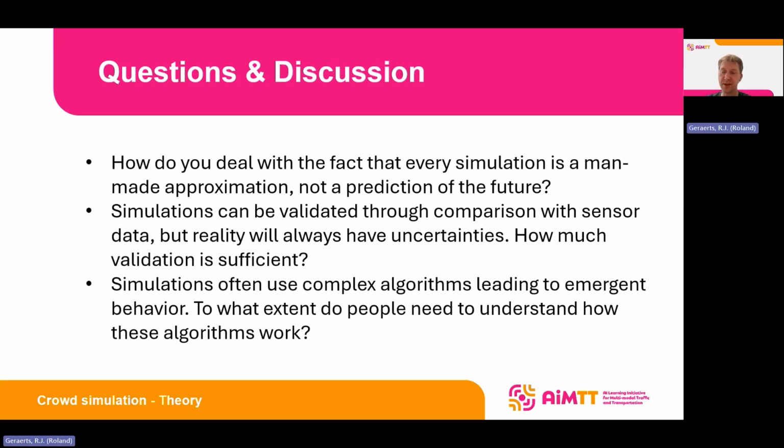Finally, there is a question of transparency and understanding. Modern crowd simulations often rely on complex algorithms that generate emergent behavior from many local interactions. The resulting crowd patterns may be realistic, even though the underlying calculations are highly technical. This raises the question of how much users need to understand about the algorithms themselves. Is it sufficient to understand the assumptions and limitations of the model, or should decision makers also understand how the underlying mechanisms produce the results they see?